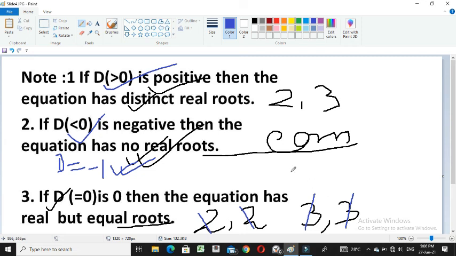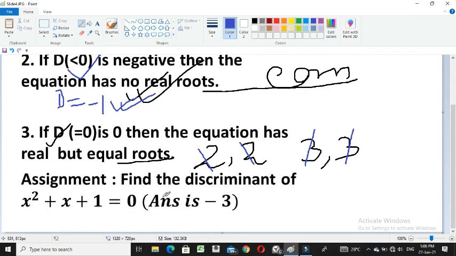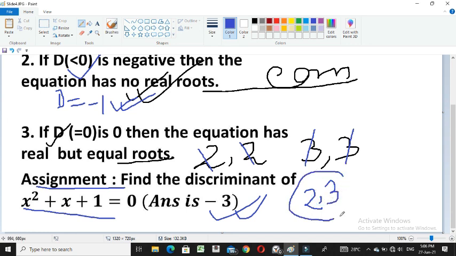So this is your assignment. Find the discriminant for this equation x square plus x plus 1 equal to 0. I have written the answer already. It is minus 3. So in the next class we will discuss how to find the roots. In the first part I showed you that I took two numbers 2 and 3, and these are the roots for the equation x square minus 5x plus 6 equal to 0. So how to find them we will discuss in the next video.